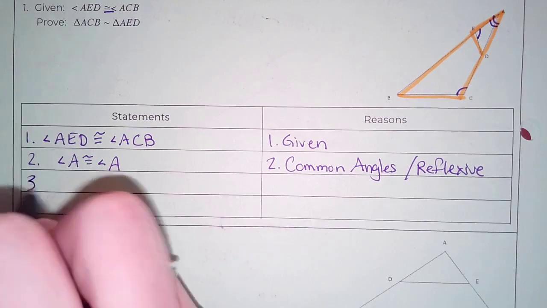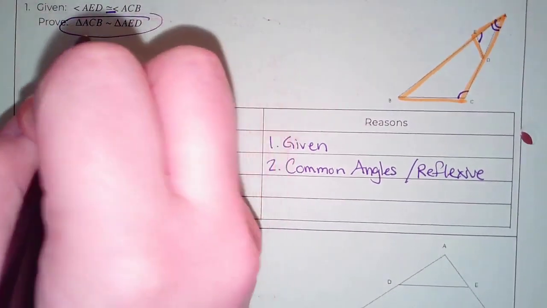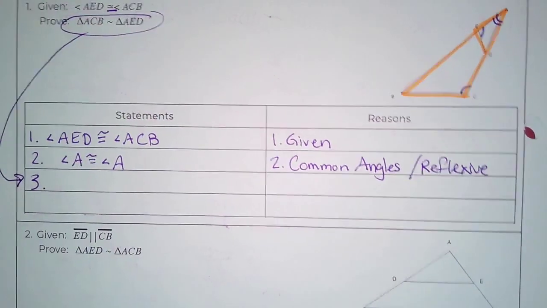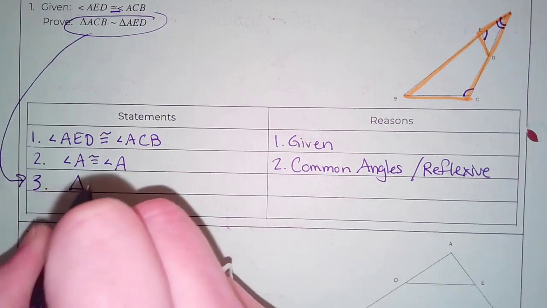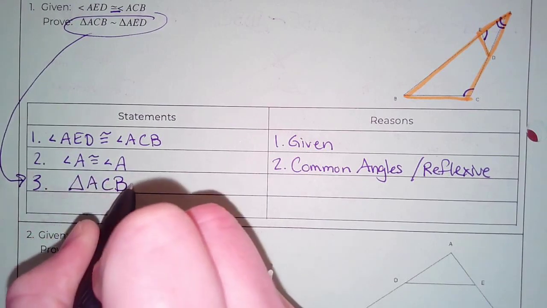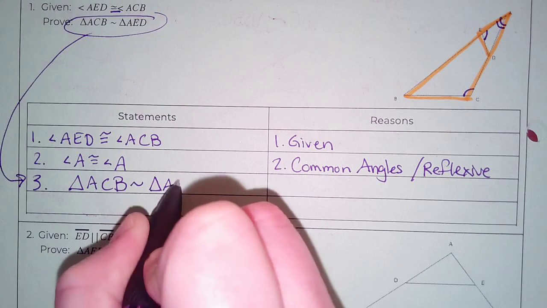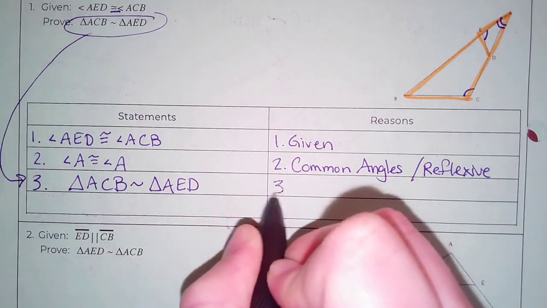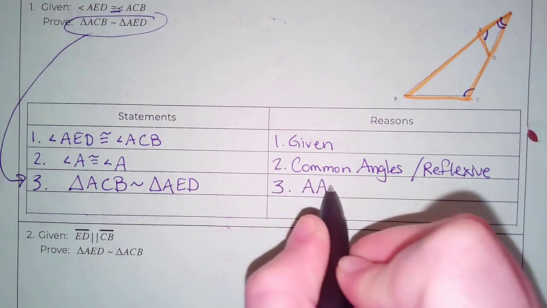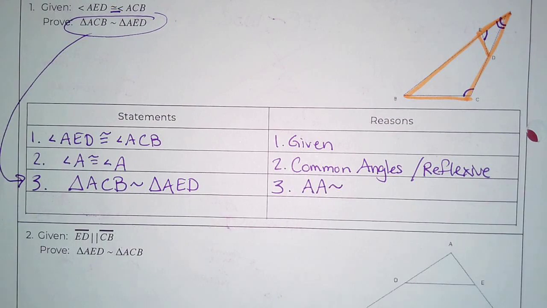So my third step can be to go ahead and write my proof step right in here. So triangle ACB is similar to triangle AED. And Evan had it right, angle-angle similarity. Questions on one?